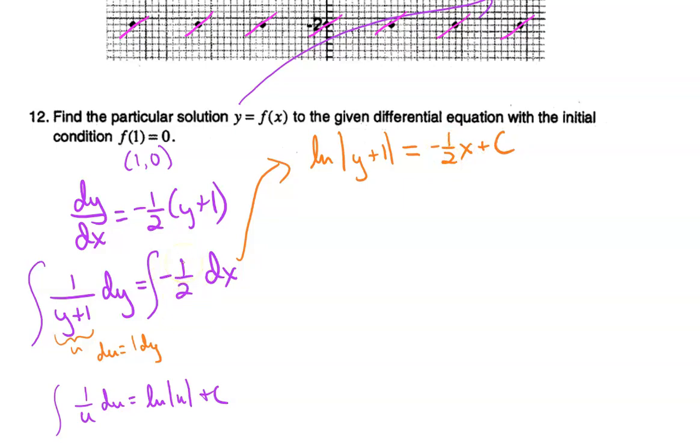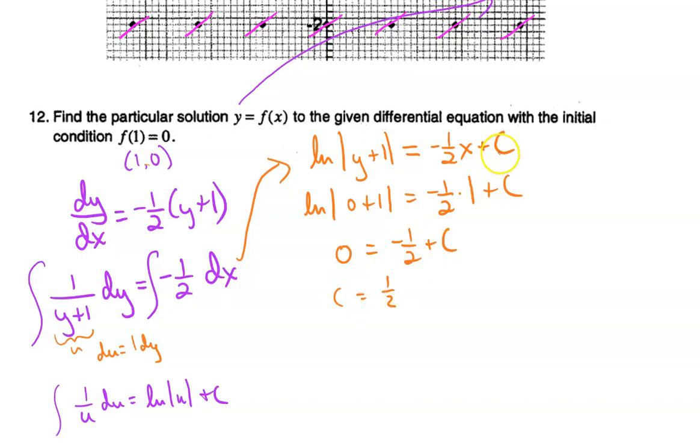Okay, so to solve from here, again, we can solve for y first, which would mean take the exponential of both sides, put the plus or minus. In this case, we would have to subtract 1 as well. But for this one, I'm going to go ahead and plug my ordered pair in here to show you how this works. So I won't have the same value of c, but I'll have the same particular solution. If I plug in the ordered pair (1, 0), I get the natural log of the absolute value of 0 plus 1 is -1/2 times 1 plus c. Natural log of 1 is equal to 0. Okay, so that means that c is +1/2.